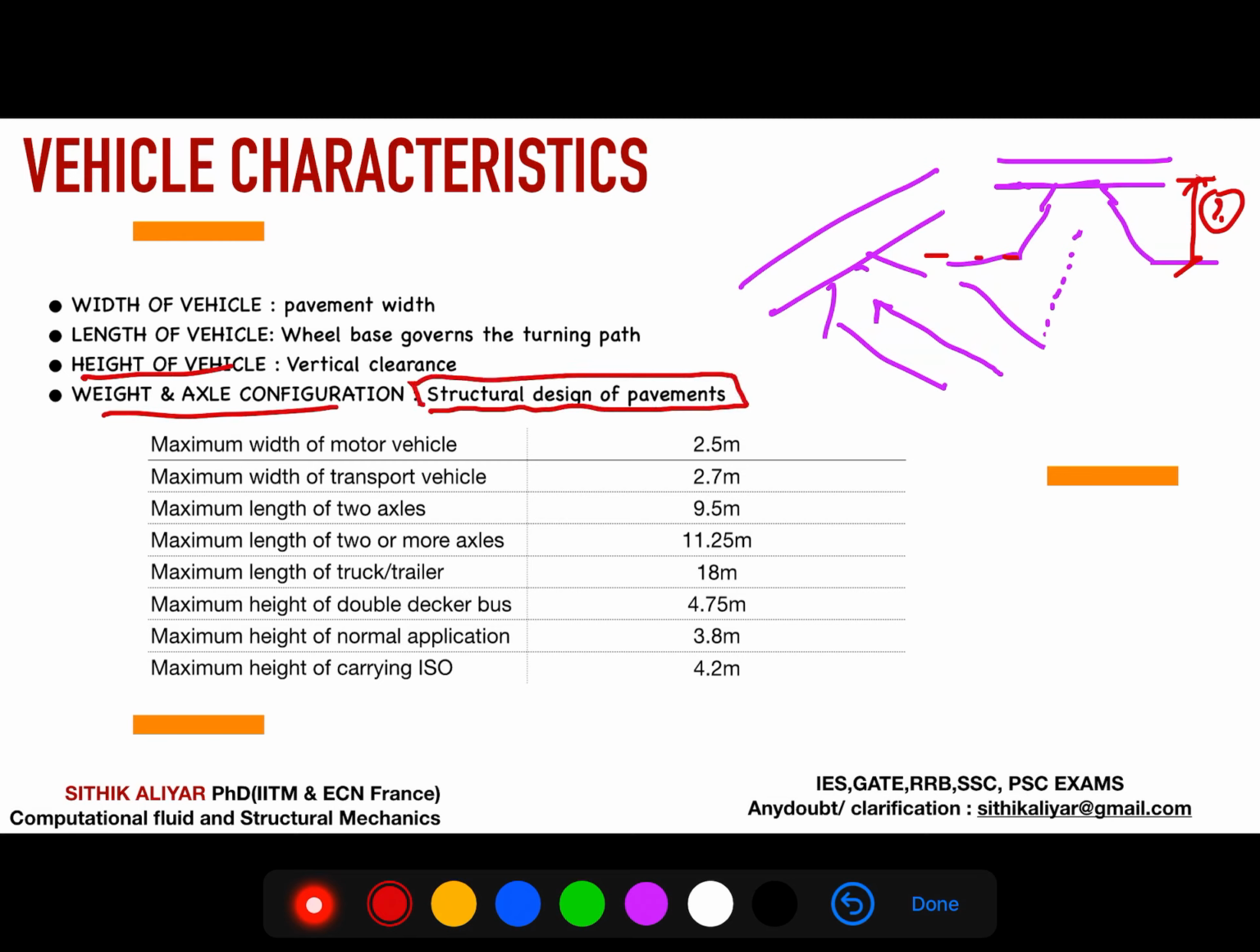of pavements. Design of pavements means designing the thickness of the pavement. I hope you know the road will be something like this, right? So the thickness of the road will be designed based on the weight of the vehicle. You see how the vehicle characteristics affect the geometry design, correct? So width will affect the pavement width, length, as I discussed, will affect the turning path, height will affect the vertical clearance, and weight will even affect your structural design of the pavements.